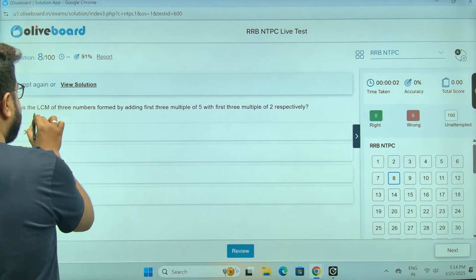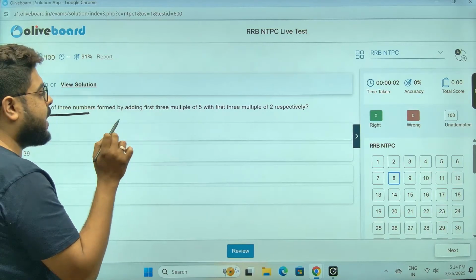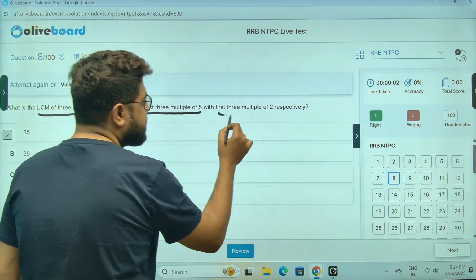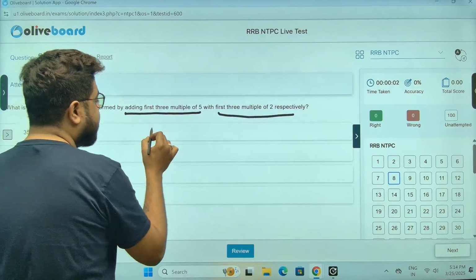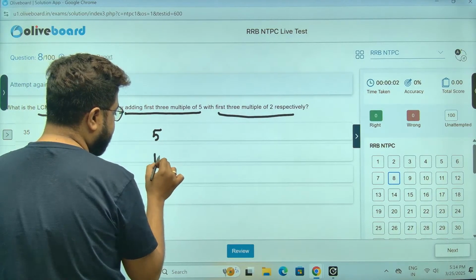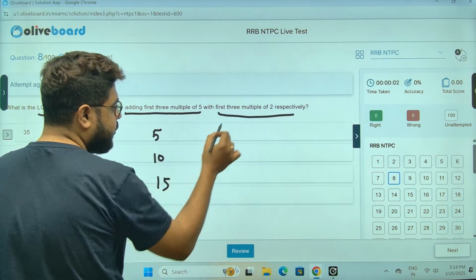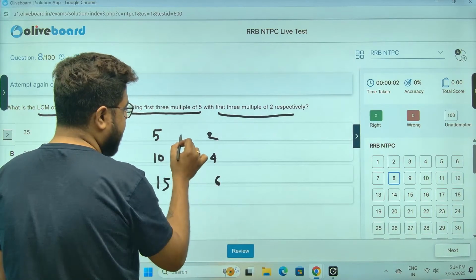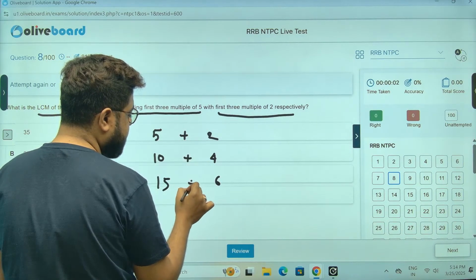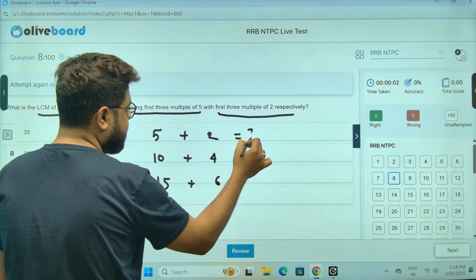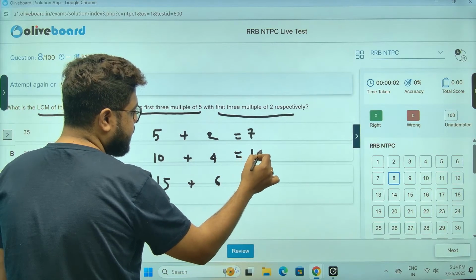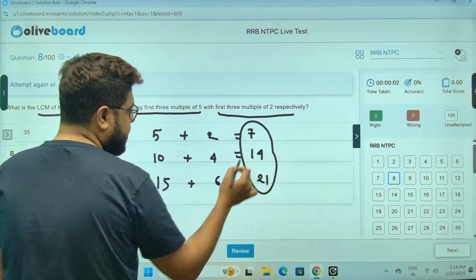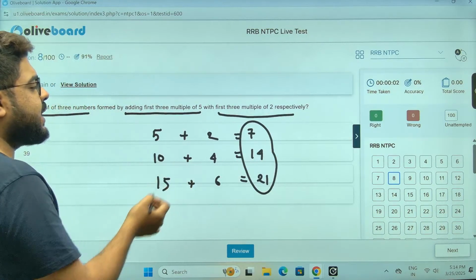LCM of three numbers formed by adding the first three multiples of five with the first three multiples of two. So the first three multiples of 5 are 5, 10, 15. The first three multiples of 2 are 2, 4, 6. Add them: 7, 14, 21. So the LCM is definitely 42.